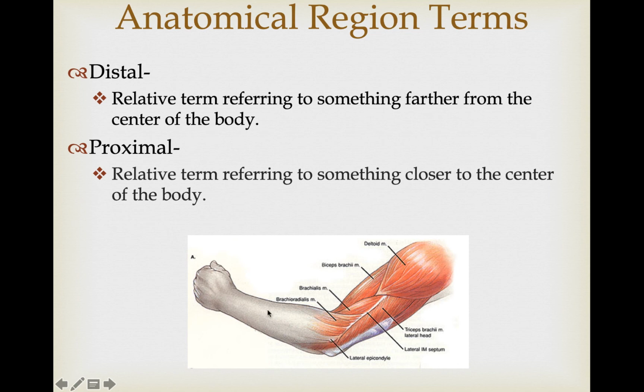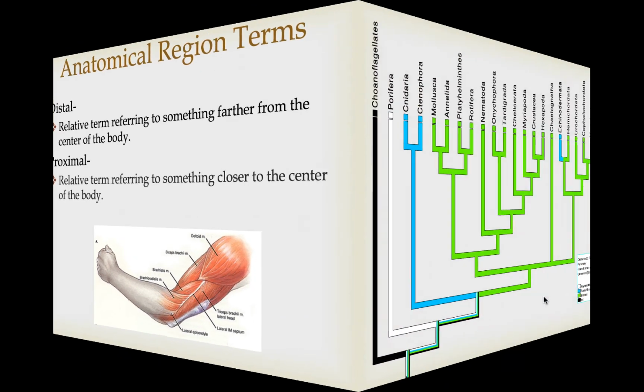But we can use the same two structures and say the elbow is proximal to the wrist. The elbow is closer to the body than the wrist. So they're relative terms. Proximal means it's the one that's closer to the body. Distal is the term for the one you're comparing that is farther toward the outside of that appendage. So our fingertips are the most distal part of our arm.